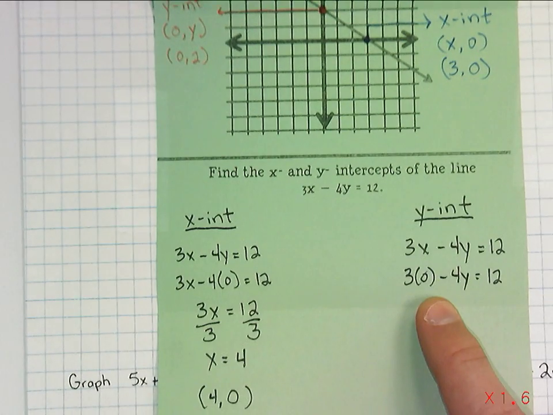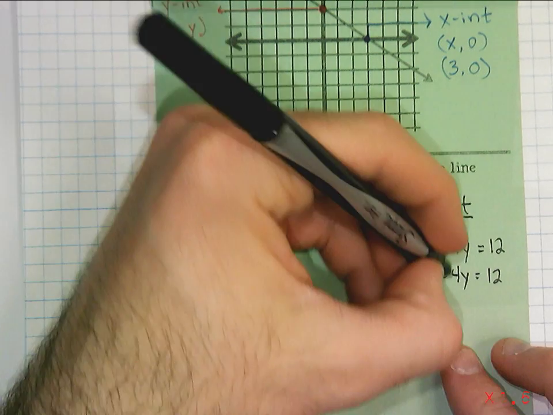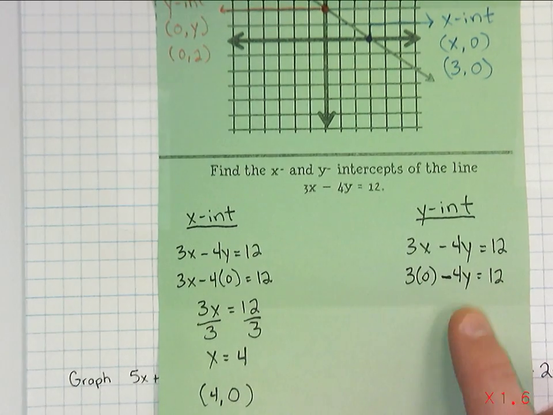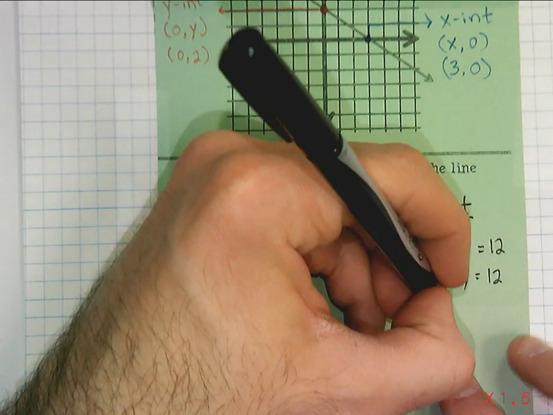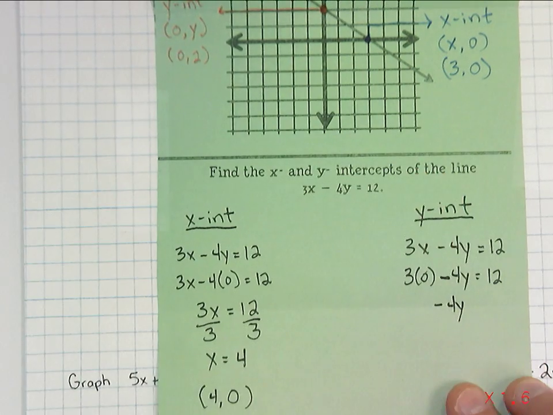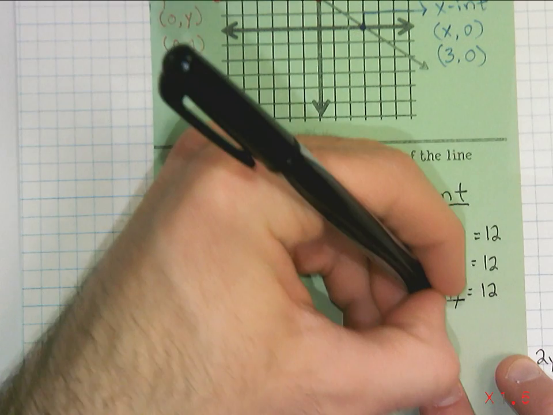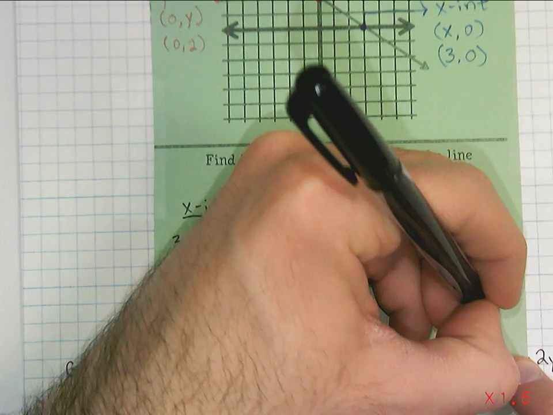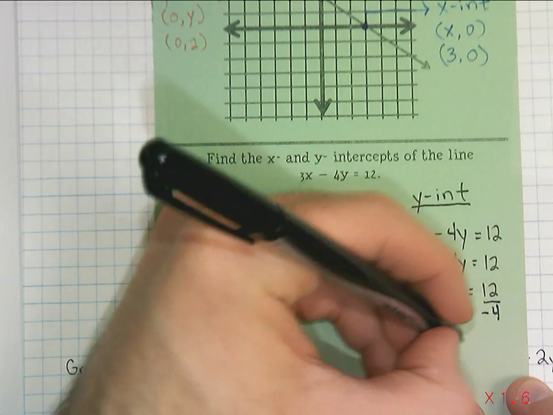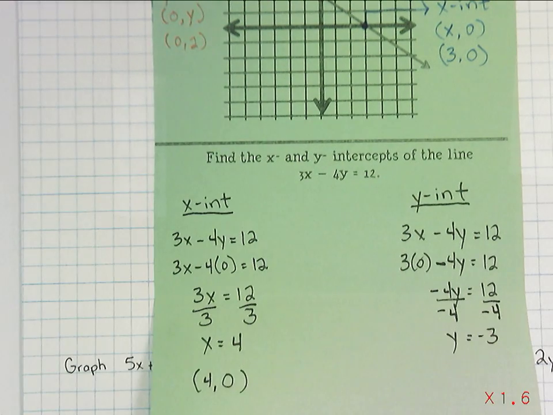3 times 0 is just 0. It's gone. We don't even need it there. Careful here. This sign goes with this 4, so it is negative 4y equals 12. Divide by negative 4, because we're undoing that multiplication. y equals negative 3.